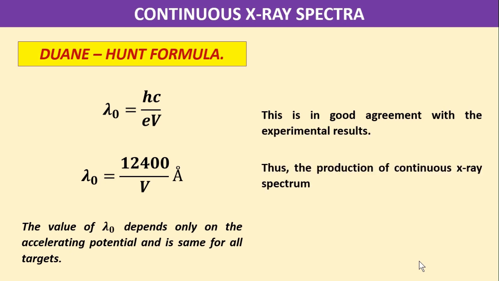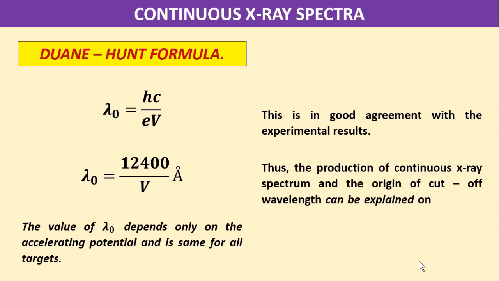Thus, the production of continuous X-ray spectra and the origin of cutoff wavelength has been explained on the basis of the photon theory of radiation.